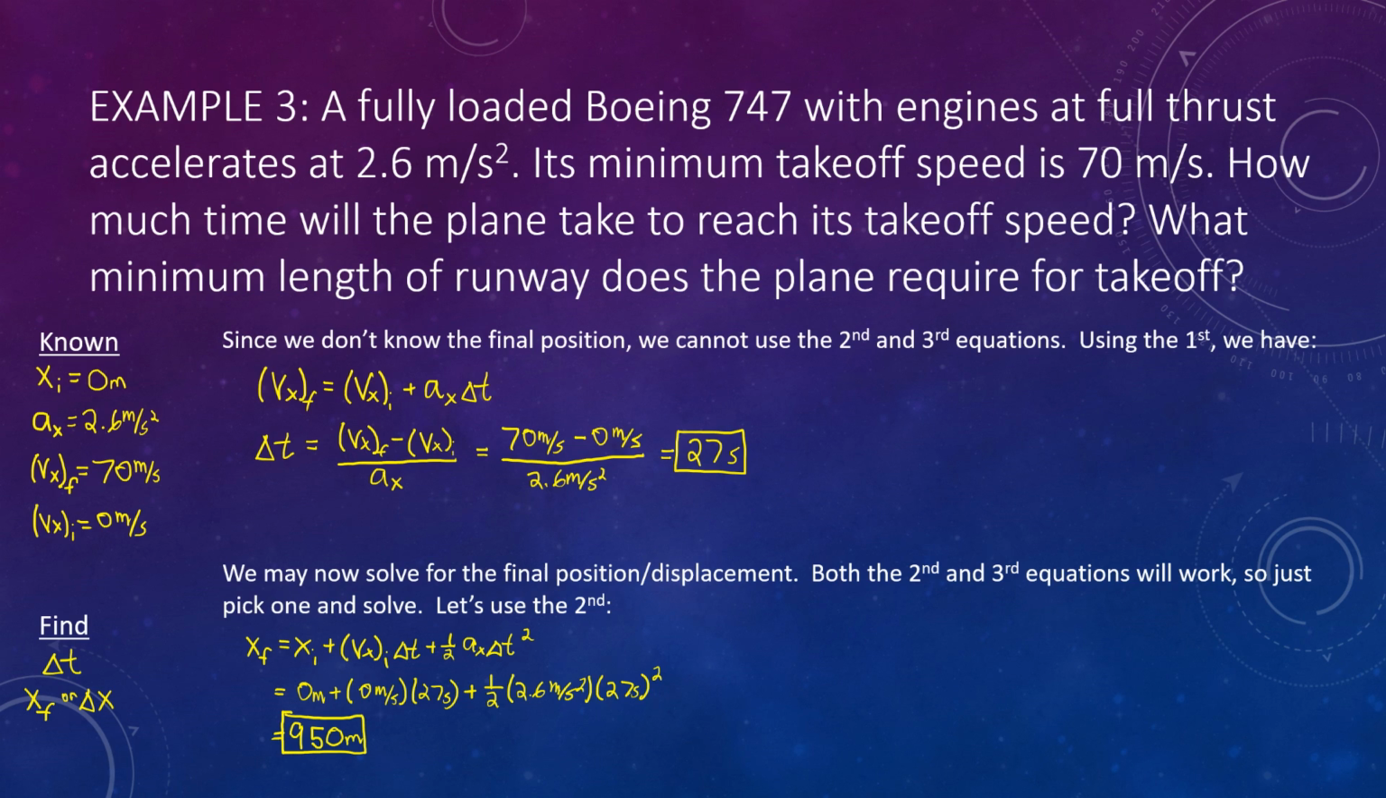And so there is our solution. Right, so this means that the runway has to be at least 950 meters long. If it's not, then the plane will run off the runway before it can actually take off. So hopefully we have a runway that is at least that long.